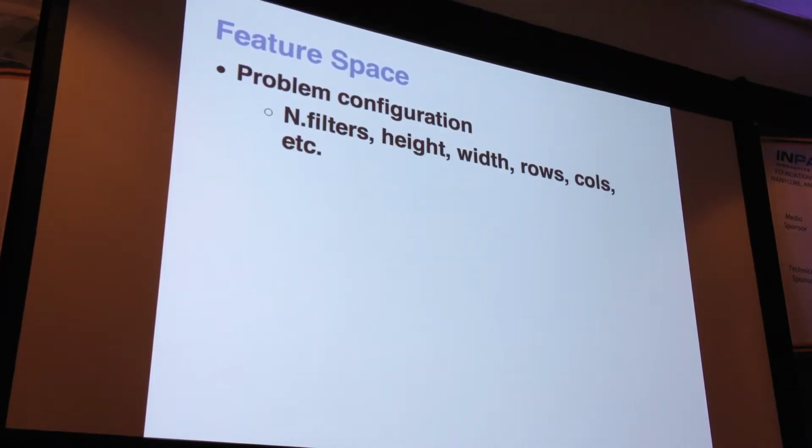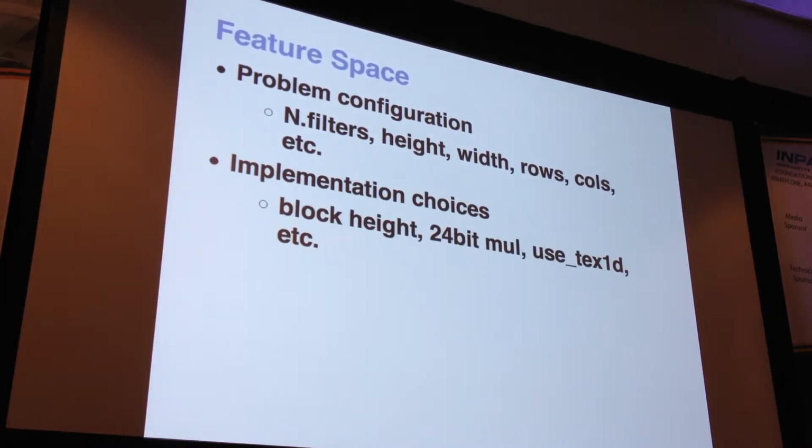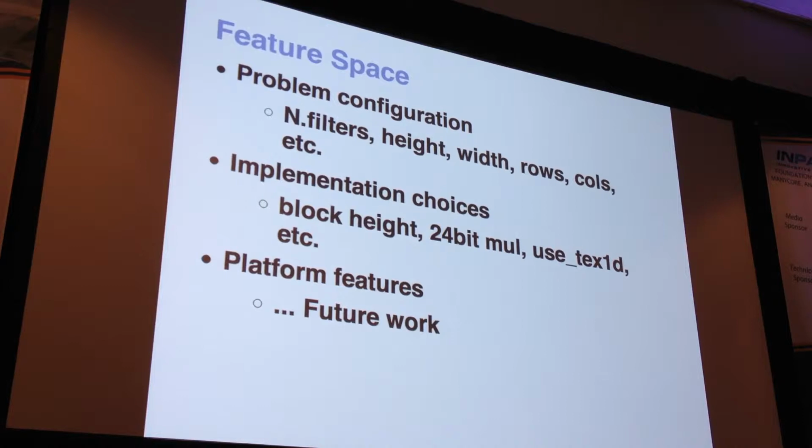And so the feature space consists of these numbers here, like the number of filters, the height, width, rows, and columns. The block height, whether to use texture fetches, and so on, and platform features. We didn't actually get into platform features. Sorry to roll that up. Got disappointed. That's future work. We'd like to pursue that later.